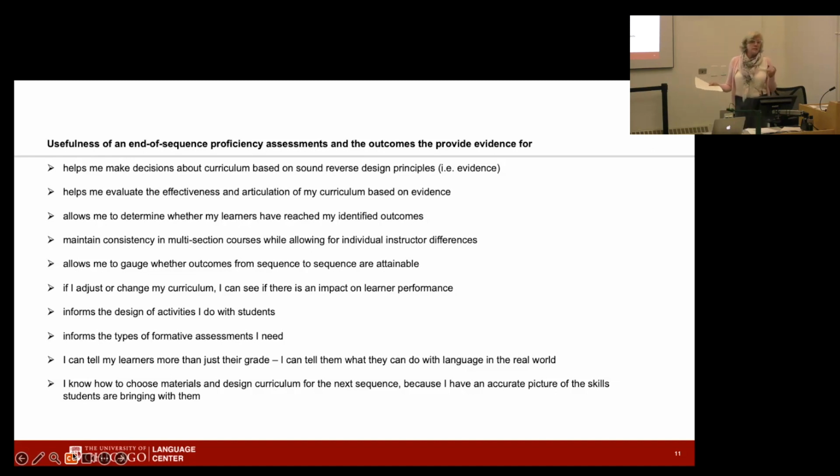This informs the structure of the activities I do with students. I know, for example, if I have a speaking proficiency level, I have to give them time to talk to each other in class.